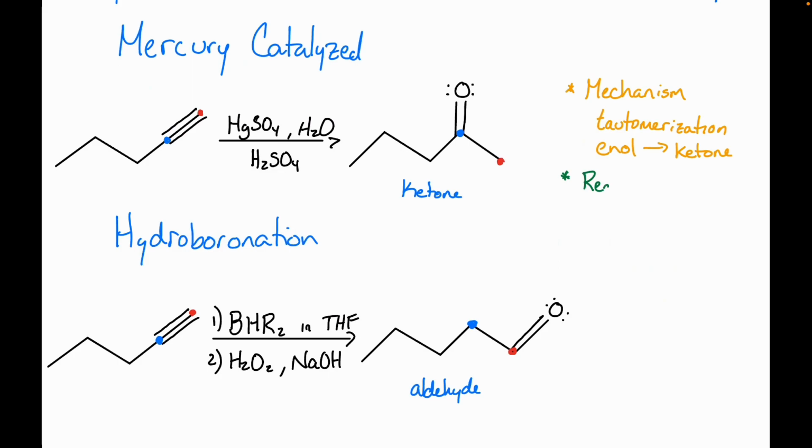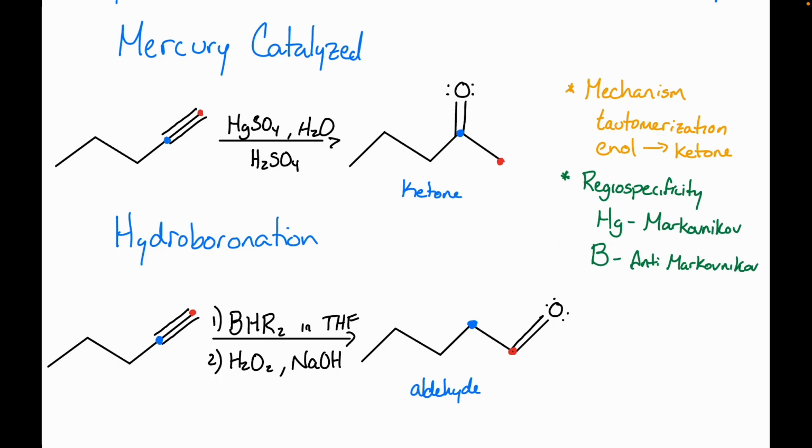In terms of regiospecificity, these reactions are regiospecific. That's the difference between the two of them, right? So mercury puts it on the more substituted carbon. That's our Markovnikov. The boron puts it on the less substituted carbon. So that's the anti-Markovnikov.